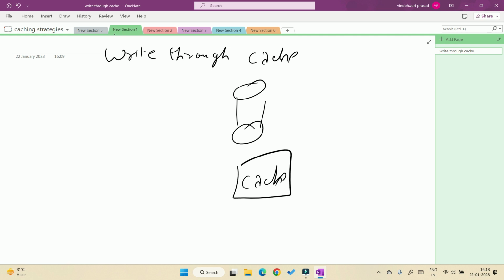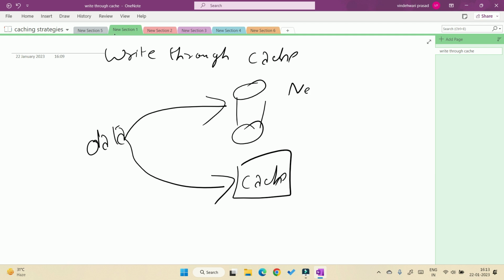In this, if you have a database and you have a cache, and you want to add any new detail or change any detail, what will you do? You simultaneously write in your database and update your cache. By this way, your data is always new, or you can say fresh, because you do these things simultaneously. And the consistency of the application is also very high.